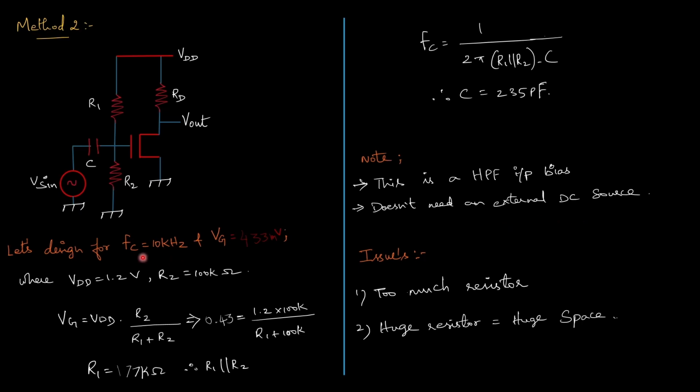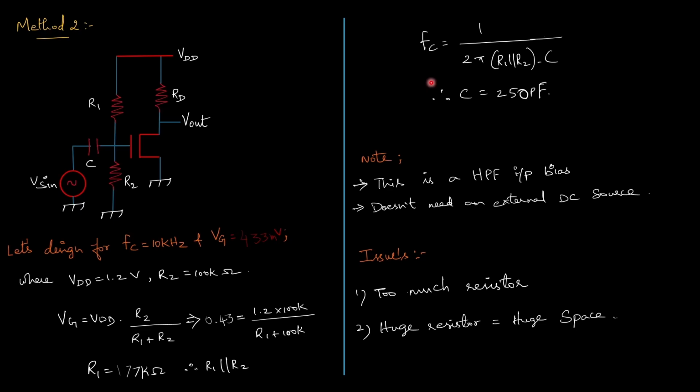Let us design for a cutoff frequency of 10 kHz for the VG of 433 millivolt, and here I am fixing VDD to be 1.2 volt and R2 to be 100 kilo ohms. Substituting these values in this formula, I get R1 as 177 kilo ohm, and by substituting R1 and R2 in the cutoff frequency formula, we get the capacitance to be 250 picofarad.